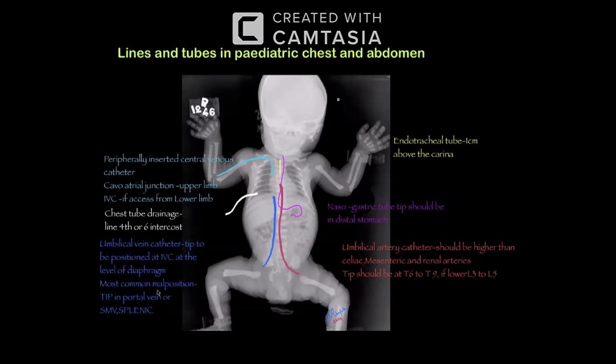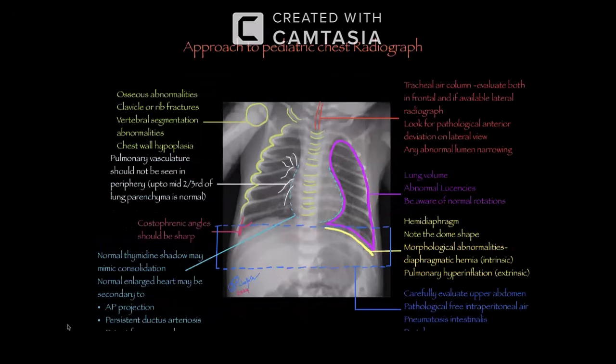The most common malposition for the umbilical vein tip is that it can get lodged into the portal vein, superior mesenteric or the splenic vein. For a pediatric chest radiograph, you look at the lungs, look at abnormal lucencies, and you have to be very careful. Sometimes gross rotational movements can mimic an abnormal pathology.